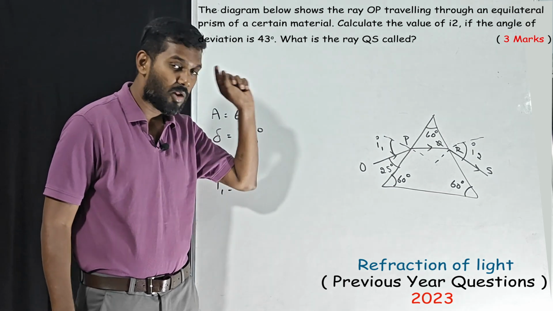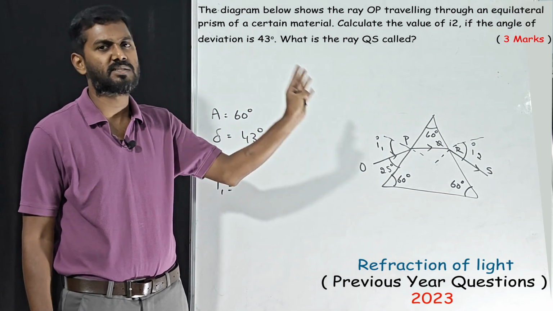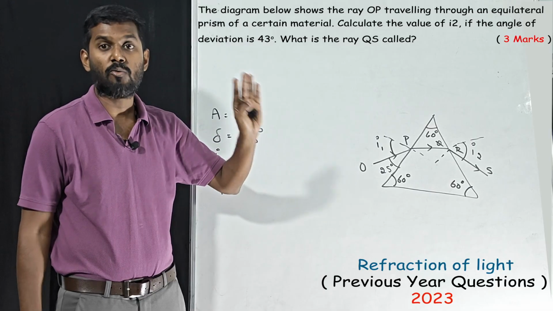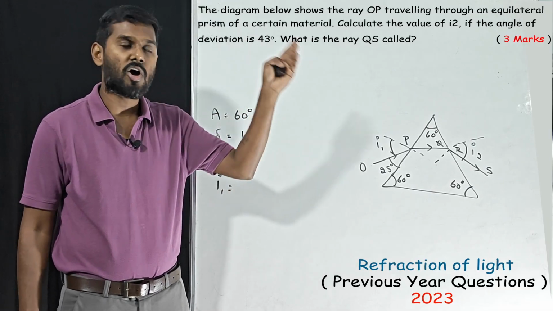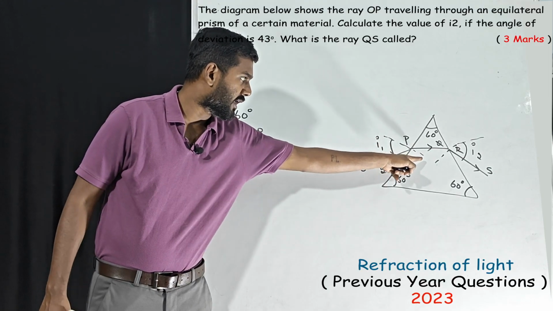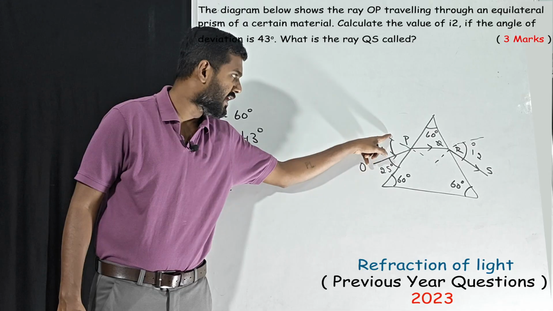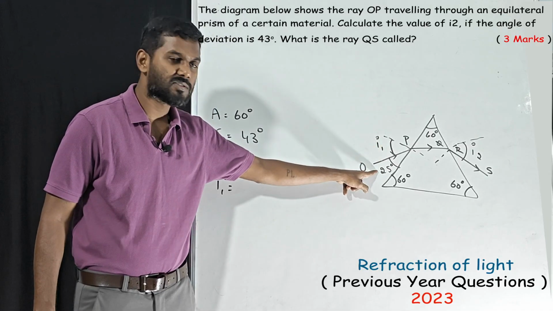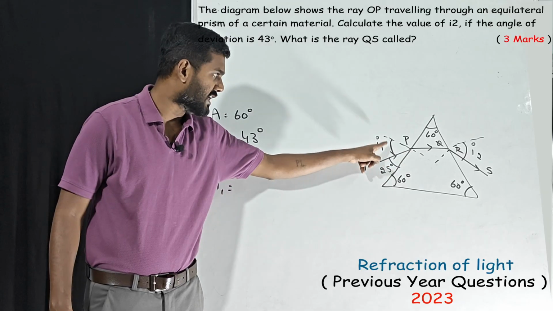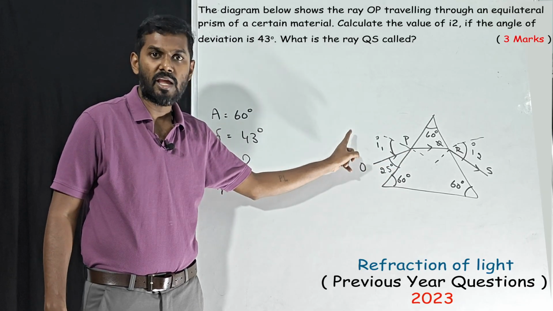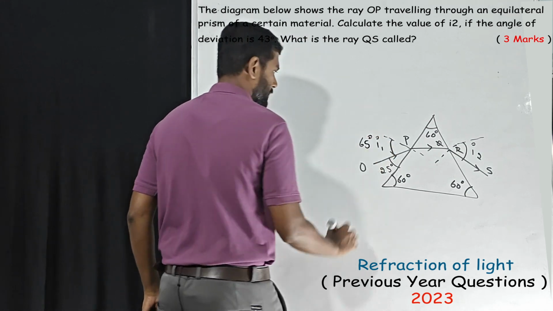Understood? Whenever they give you a diagram, don't assume everything is correct. Everything is given. Analyze it. What is I1? The angle between the incident ray and the normal. This is the normal ray, right? The normal and the incident ray, this angle is considered as I1. This is the other angle. From the normal till this surface, this is 90 degrees. Out of 90 degrees, if you take 25 degrees, I1 will be 65 degrees.